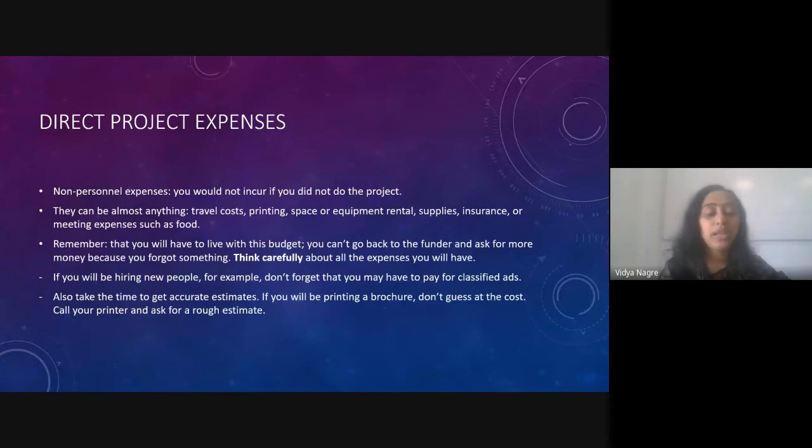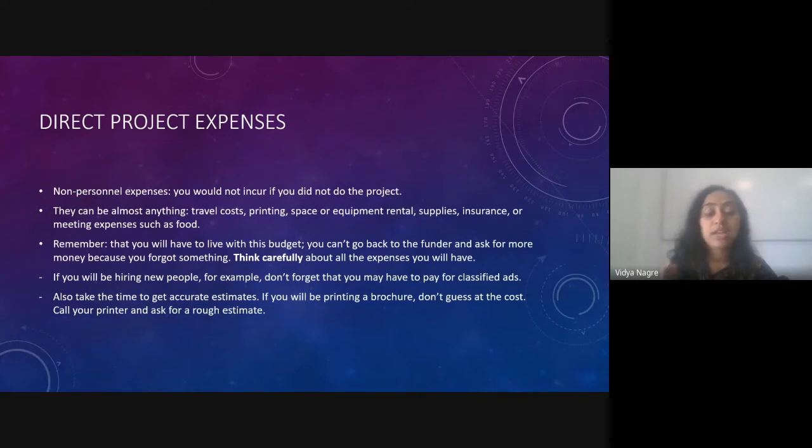Remember that you will have to live with this budget. You can't go back to the funder and ask for more money because you forgot to add something. So think carefully about all the expenses you will have. If you will be hiring new people, for example, don't forget that you may have to pay for classified ads. So add a budget for that also. In your chart, make a column for classified ads, this much. Also take the time to get an accurate estimate. If you will be printing a brochure, don't guess at the cost.